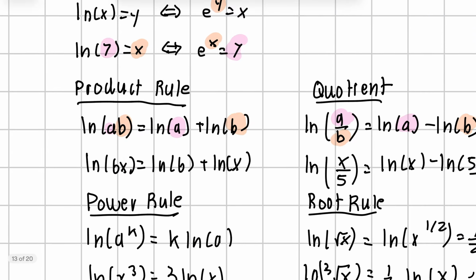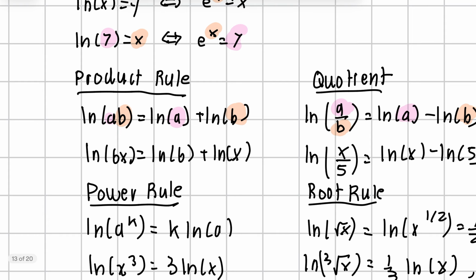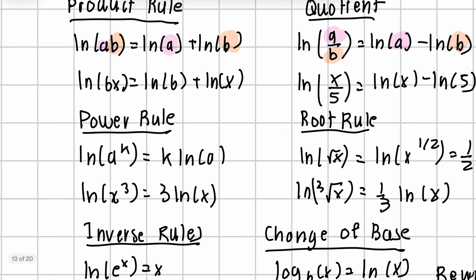Let's talk about the product rule. If you have the natural log of a times b, you can take that and split it up and say natural log of a individually plus natural log of b. So for example, we have natural log of 6x is equal to natural log of 6 plus natural log of x.